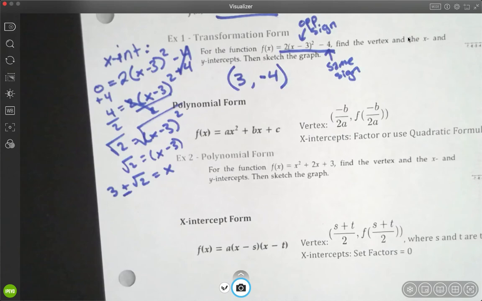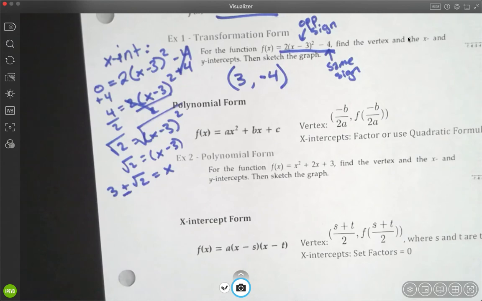Okay, let's figure those out as decimals because I want to be able to graph this thing, right? What is 3 plus the square root of 2 and 3 minus the square root of 2? Somebody do that real quick. Somebody do 3 plus and somebody do 3 minus. We're doing decimals, just so I know where that's at, right?